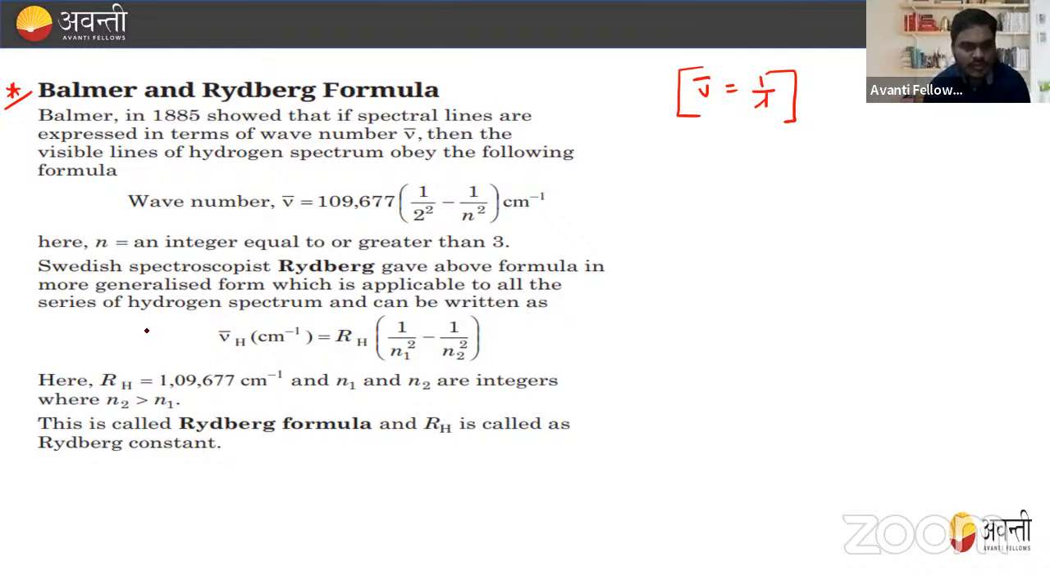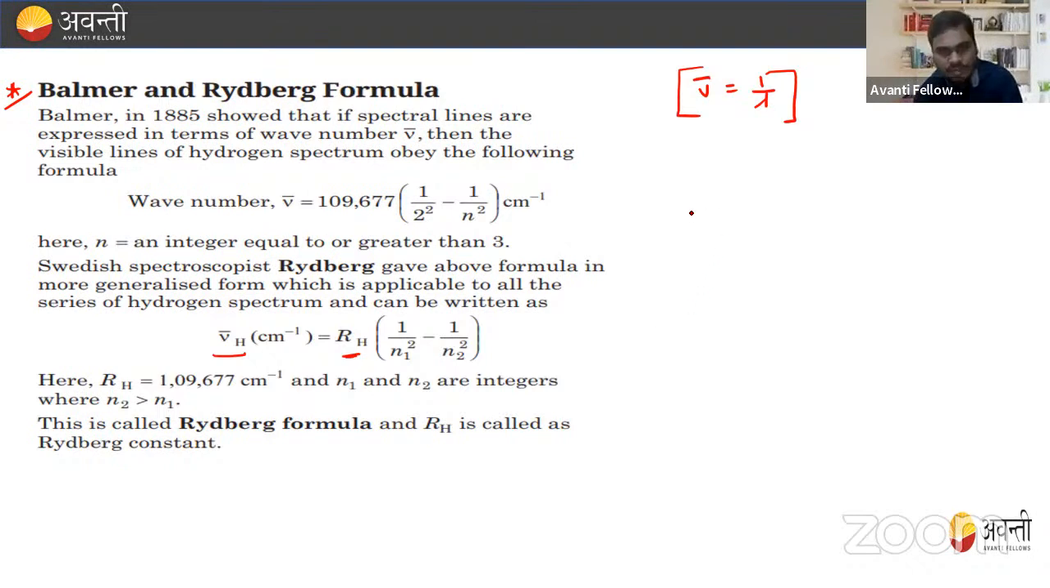The Rydberg formula is a more generalized form, applicable to all the series of the hydrogen spectrum, and can be written as wave number in cm inverse equal to RH, the Rydberg constant, times 1 upon n1 square minus 1 upon n2 square, where RH is equal to 1.09677 per centimeter, right? And n1 and n2 are integers, where n2 is always greater than n1, so that this quantity becomes positive. This is called the Rydberg formula, and RH is called the Rydberg constant.